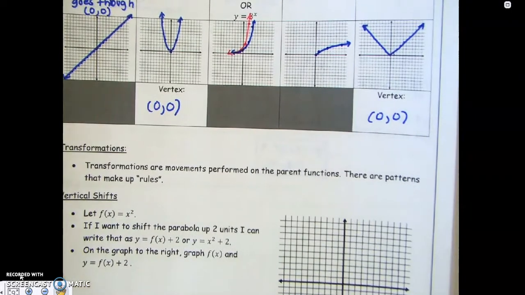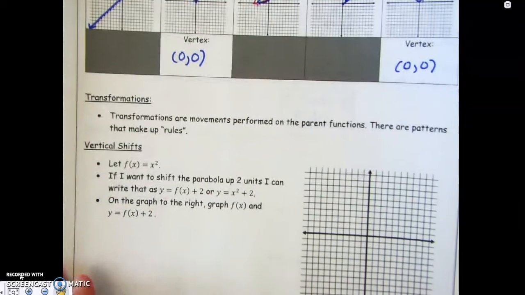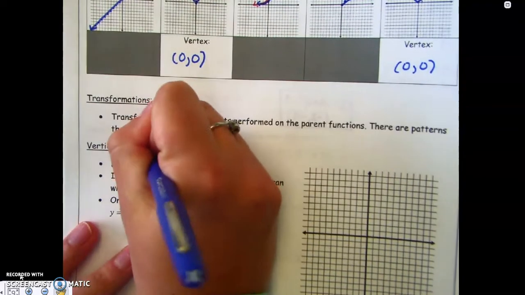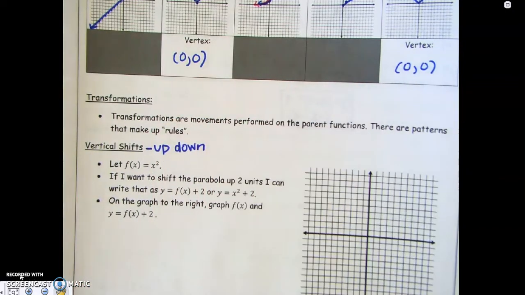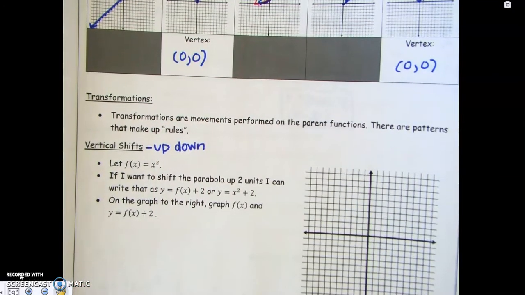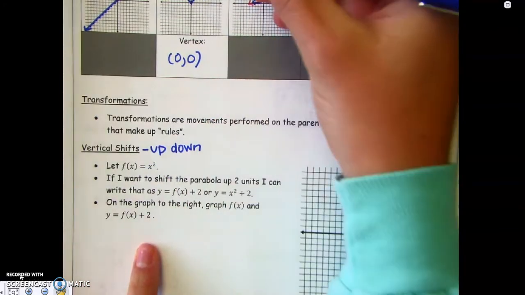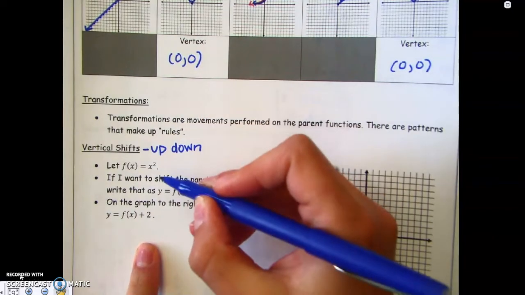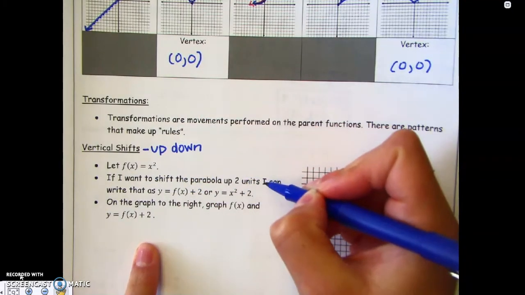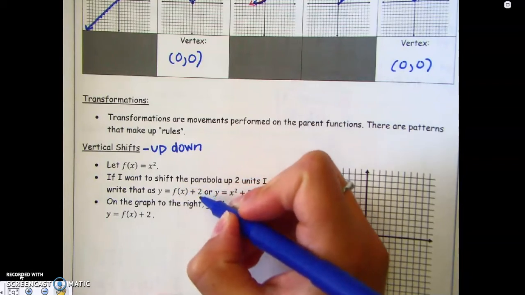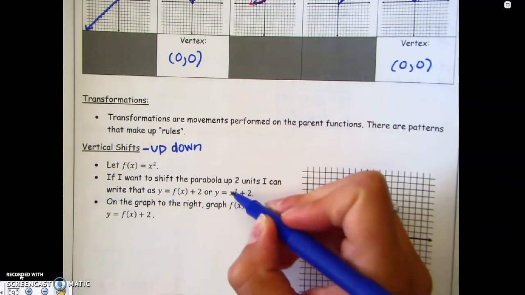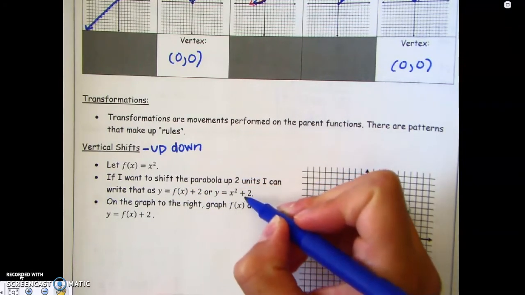So transformations are movements performed on the parent functions. These are patterns that make up rules. So first we're going to talk about vertical shifts, which is up and down. So we're going to look at some patterns and some functions and some rules. So it says let f of x equal x squared, which is the graph we did up here. If I want to shift the parabola up 2 units, I can write that as take f of x and add 2 to it, or I can add 2 to the outside of the x squared.